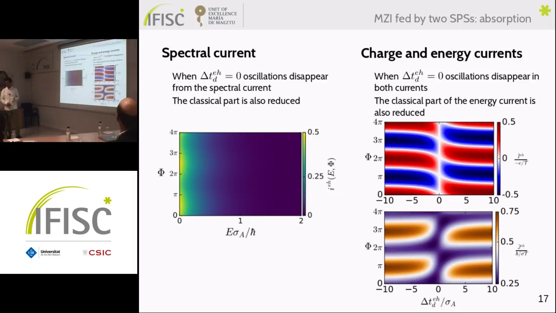So first of all, we look at the case of absorptions, and what we find is that when the two sources are tuned so that an absorption can happen, the oscillations with the magnetic field disappear in the spectral current, and the oscillations also disappear in the charge and energy current. Again, we can give two interpretations to this. If the spectral current has no oscillations, obviously after integrating, the charge and energy current will also have no oscillations.